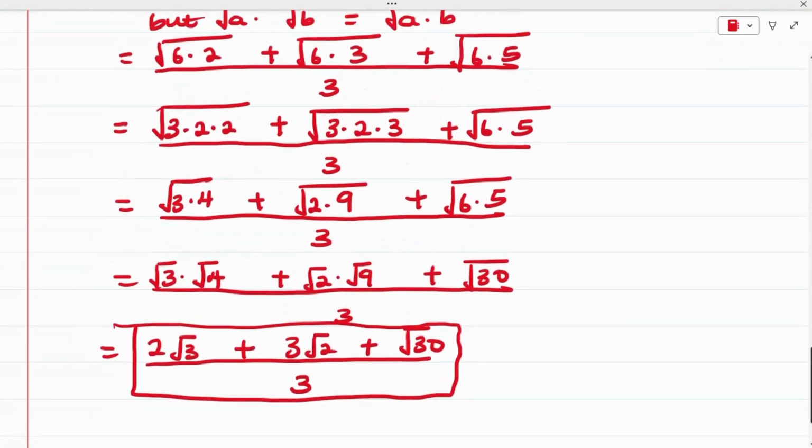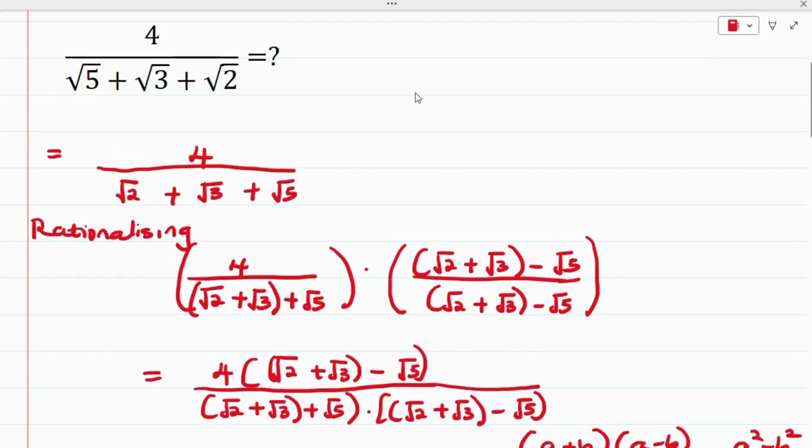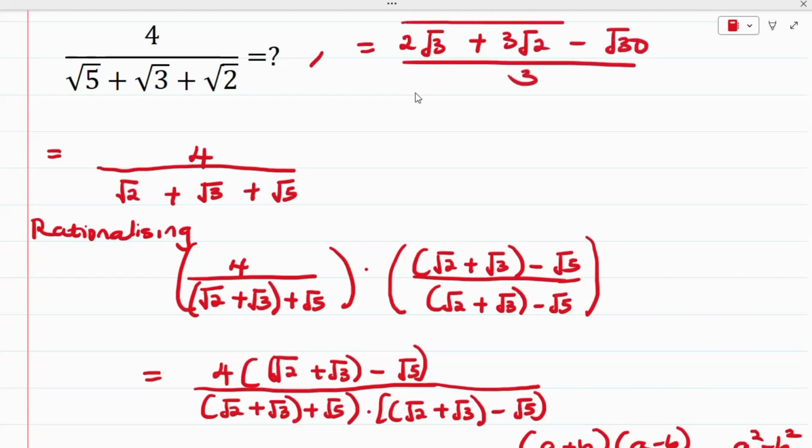So guys, this is how you can solve this 9's algebra square root problem right here, and we have been able to solve this, and we have our final answer to be equal to 2 root 3 plus 3 root 2 minus the root of 30 divide 3, and this is the final answer.